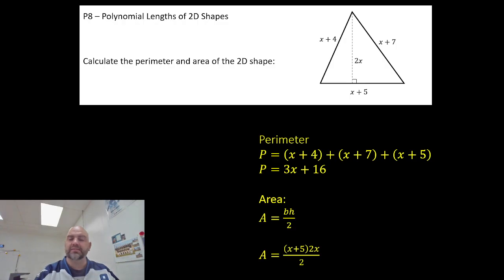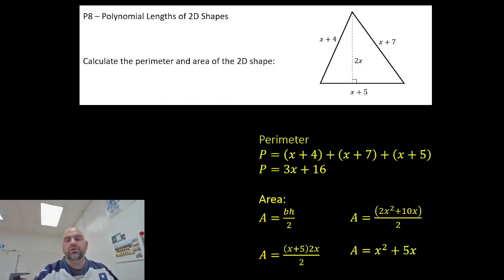Now, when we multiply this together, we're going to come up with this here. We're going to get 2x squared, which is x times 2x, and we're going to get 10x, which is 5 times 2x, divided by 2. We need to divide both of these terms by 2. So 2x squared divided by 2 is just x squared, and 10x divided by 2 would be 5x. And so the area is x squared plus 5x.